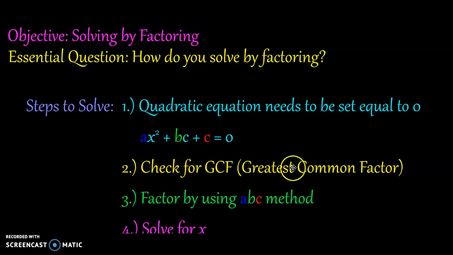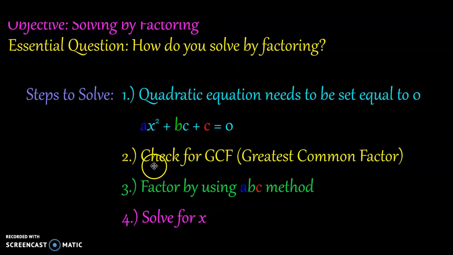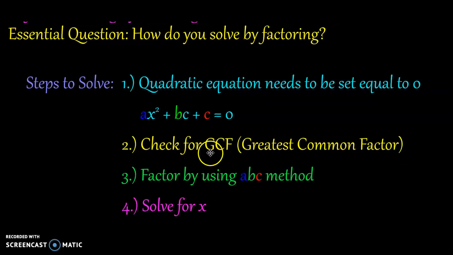You're going to check for the greatest common factor first. If you have a greatest common factor, then you're going to divide, and you'll end up with either a trinomial or a binomial. You're going to factor by using the ABC method. And then the last thing is solve for x. Our end goal is to make sure that we solve for x. So that's very important, okay? And remember, x could end up having 2 different values or 3.